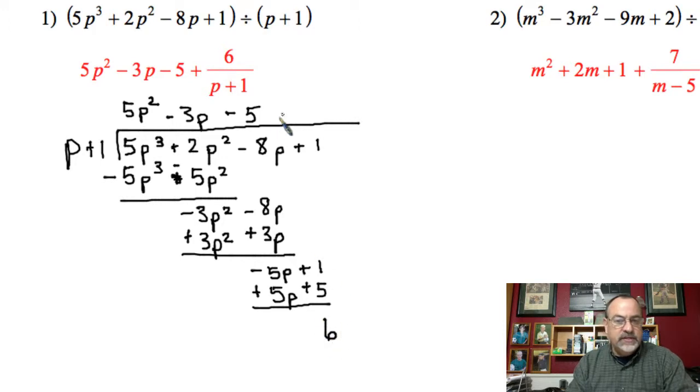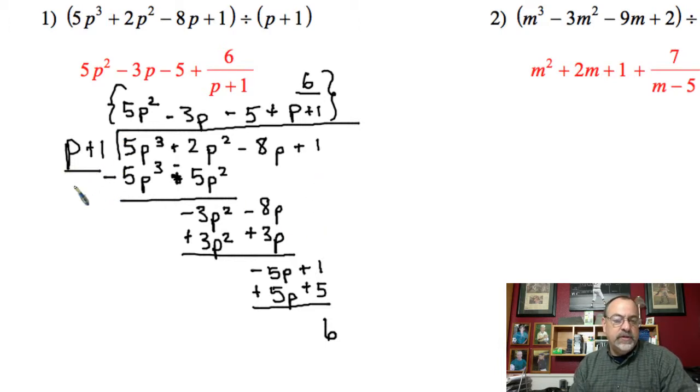So it's a positive 6, so it's plus, and then I take my remainder and I put it over the divisor, p plus 1, so this would be my answer. Now what does this tell me about this divisor, p plus 1? It tells me that it is not a factor of this cubic polynomial because the remainder is not 0. Okay, so that's long division, and so let's go ahead and do the next problem.